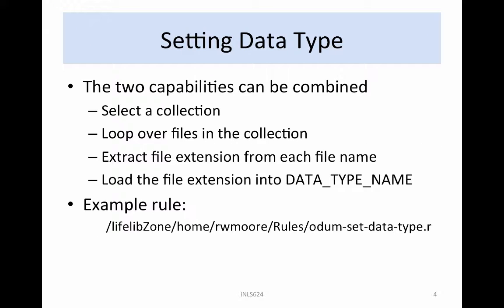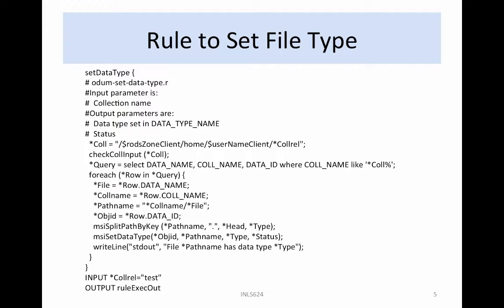The ability to extract a data type from a file extension can be combined with the ability to set the data_type_name as a persistent state attribute on a file. To do this for all files in a collection, select a collection, loop over all the files, extract the file extension from each file name, and load the file extension into data_type_name. The extraction and setting of the data type is implemented in the rule odum set data type, which is shown here. The rule is available at lifelib/zone/home/rw/more_rules/odum_set_data_type.r.